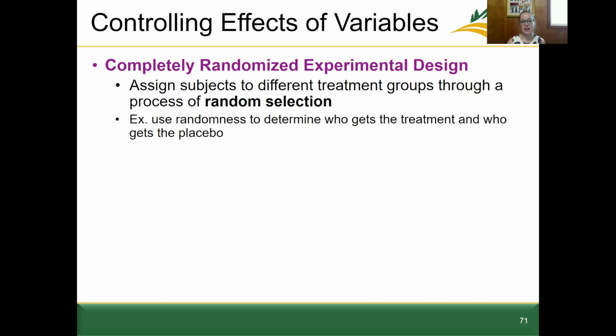This is where we assign subjects to different treatment groups through a process of random selection. For example, we use randomness to determine who gets the treatment and who gets the placebo. Again, trying to minimize our biases.